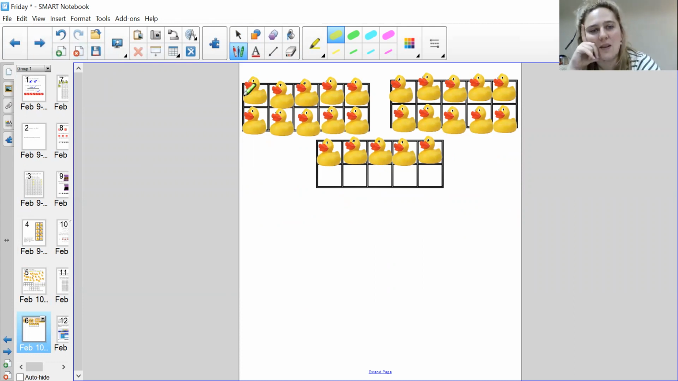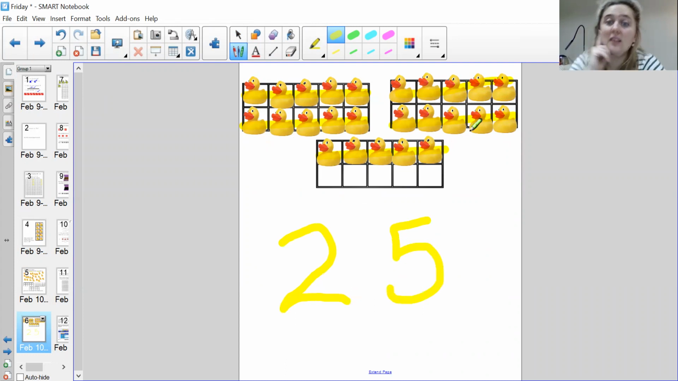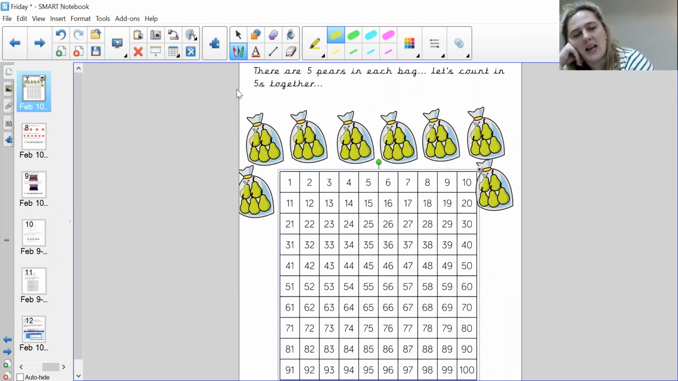Now, let's count them. 5, 10, 15, 20, 25. So there are 25 ducks and we counted them in fives. Fantastic. Okay. Now, there are 5 pairs in each bag. Let's count in fives together.